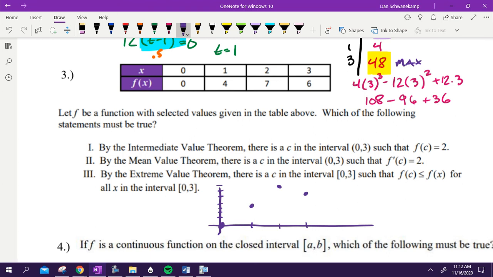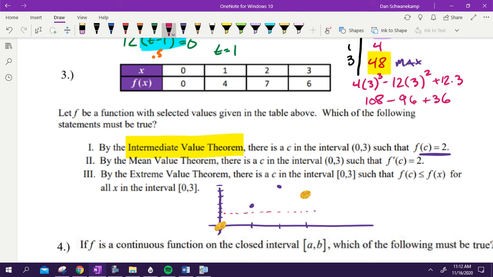Here is our table. Which of the following statements must be true? By the intermediate value theorem. Ooh, they gave me the theorem. Intermediate value theorem: there has to be some value between 0 and 3 where the y value is equal to 1/2. If I've got this point and this point, is it true that I have to be equal to 2 at some point on this graph?